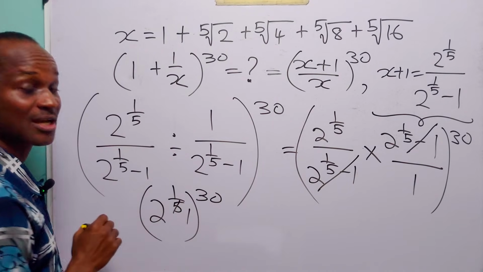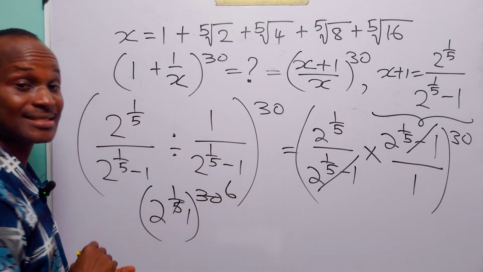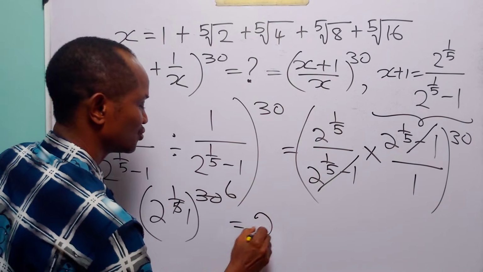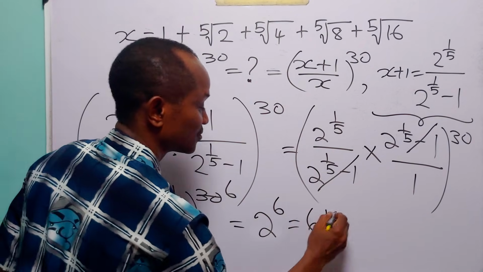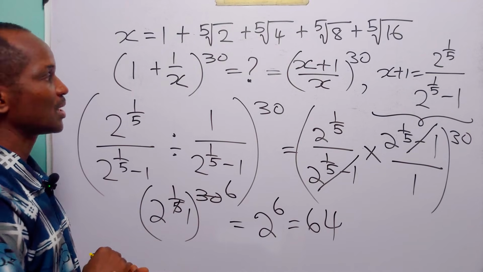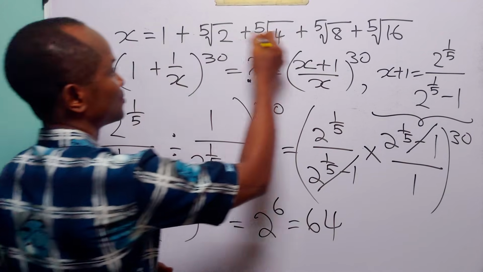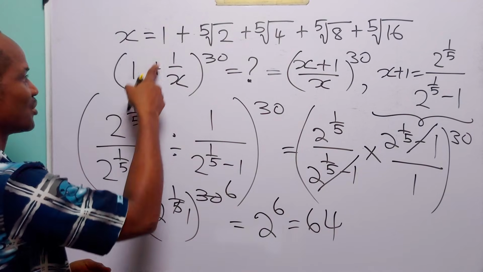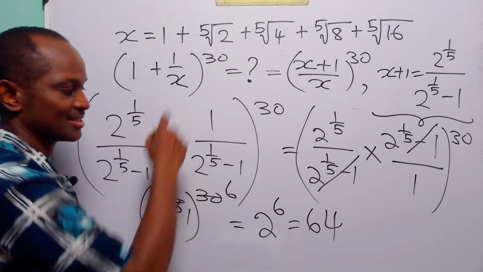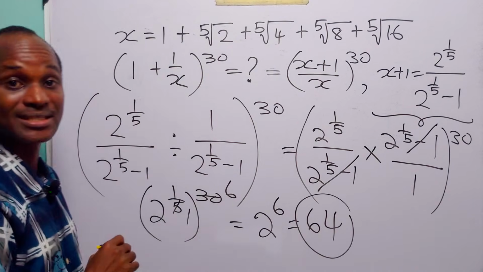Now, 5 into itself is 1, and into 30 is 6. And 2 to the power 6 is equal to 64. So we have that when x is equal to this, 1 plus 1 over x to the power 30 is equal to 64.